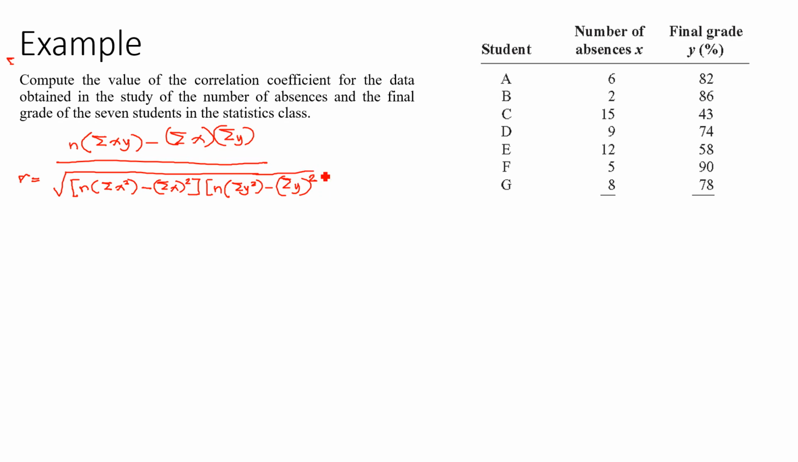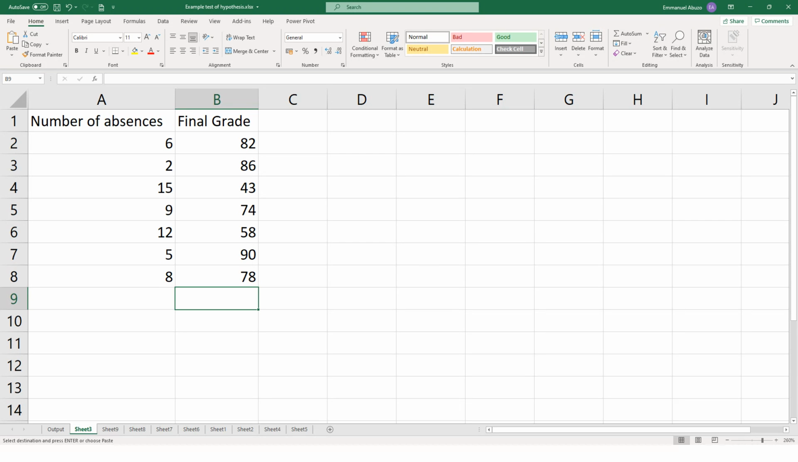So this would be our formula. Okay, so let's move to our Excel. Take note that our number of absences would be our x, and our final grade would be y. Now, in our formula, we have x times y. So first, let's try to get the sum of our number of absences and our final grade.